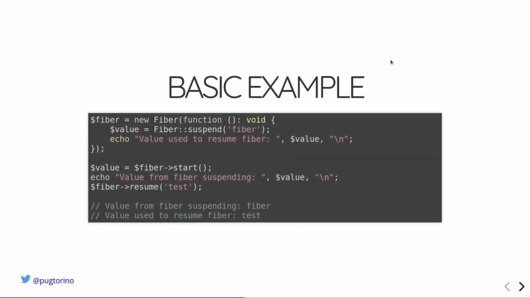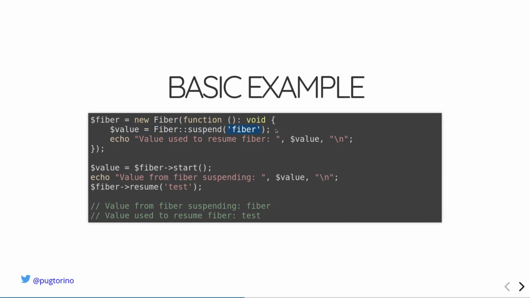Okay, let's see a basic example. In this example, we are creating an instance of a fiber, and as you can see, we are passing an anonymous function here. Inside this anonymous function, the first thing that we do is to suspend the execution of the fiber. And as you can see here, you can also specify a parameter.